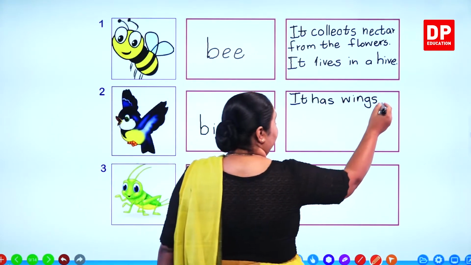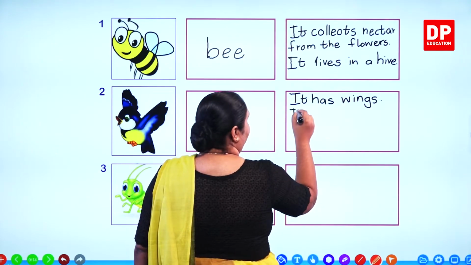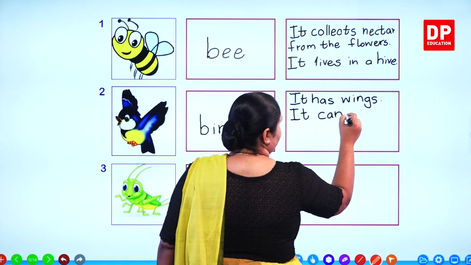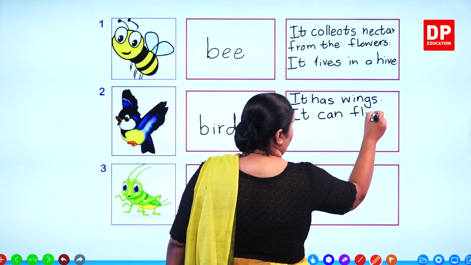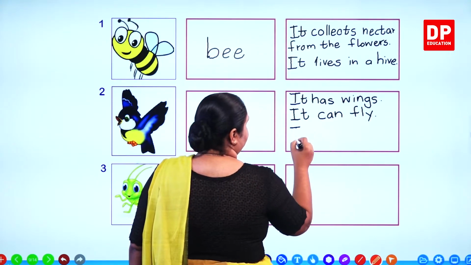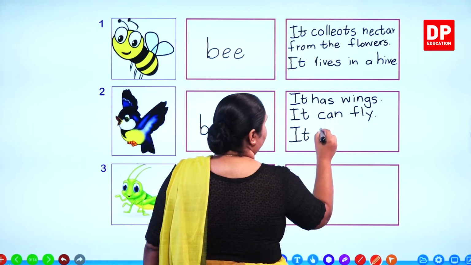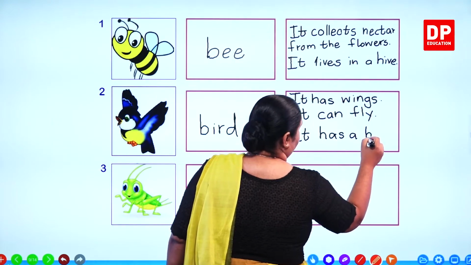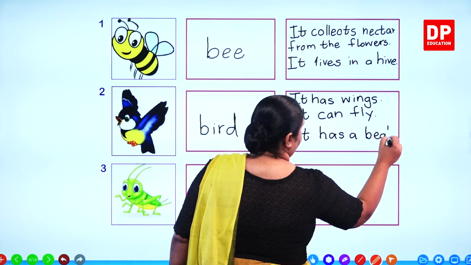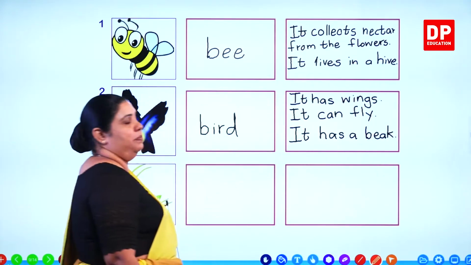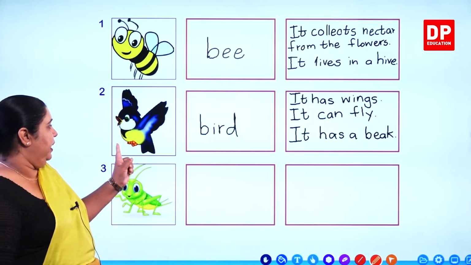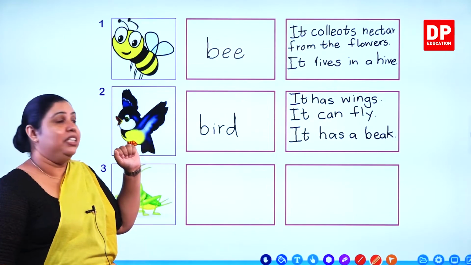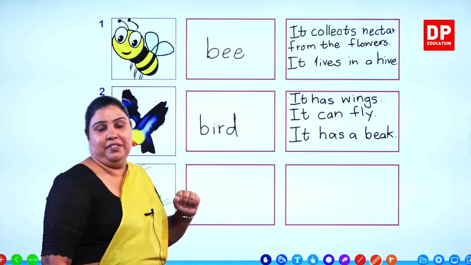It has wings. It can fly. Can the bird fly? Yes. It can fly. It has a beak. It has a beak. Right. So that is the description about the bird. The picture, we have the bird, then we have the word, the name of the picture, then the description.